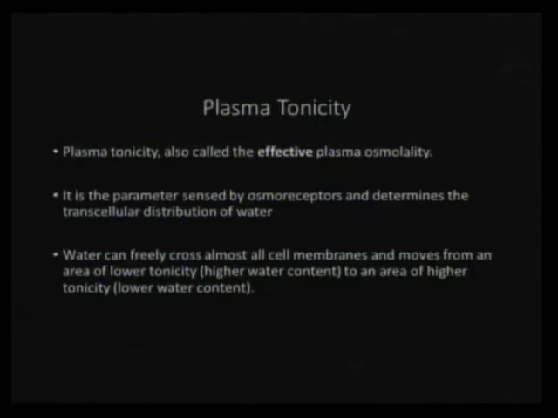Plasma tonicity, also called effective plasma osmolality, is the parameter sensed by osmoreceptors and determines the transcellular distribution of water. Water can freely cross almost all cell membranes and moves from an area of lower tonicity, or higher water content, to an area of higher tonicity, or lower water content. The main difference between plasma tonicity and plasma osmolality is that plasma tonicity reflects the concentration of solutes that do not easily cross cell membranes, so mostly sodium and sodium salts. Therefore, it affects the distribution of water between cells and the extracellular fluid.